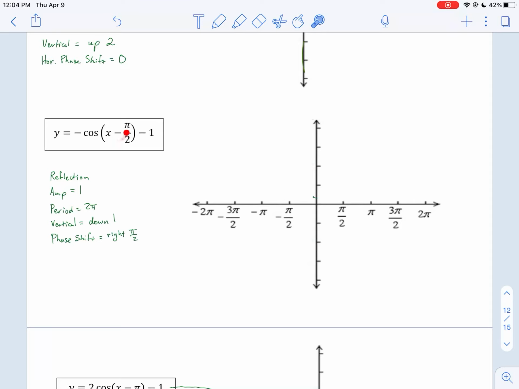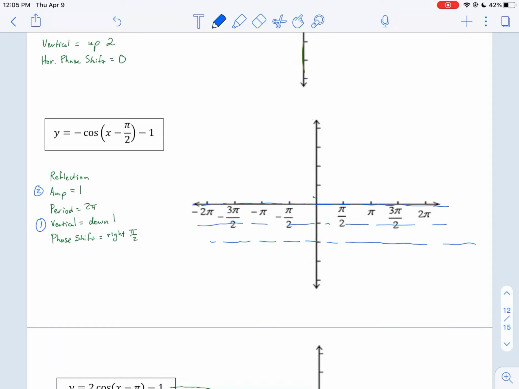Third equation here. You can see this negative sign is going to be a reflection, amplitude of 1. There's no b here, so the period is 2 pi. Vertical shift of down 1, and phase shift right pi over 2. I really need to start with this vertical shift because everything's going to build off of that. So I'm going down 1. Instead of my function centering on the x-axis, it's going to be down 1. My amplitude is 1, so from there I'm going to go up 1 and I'm going to go down 1. So my cosine function will be in that range.